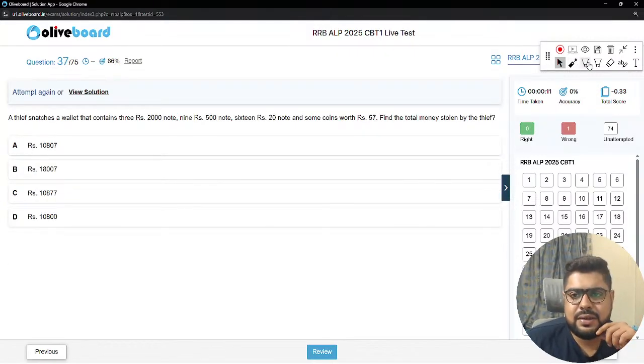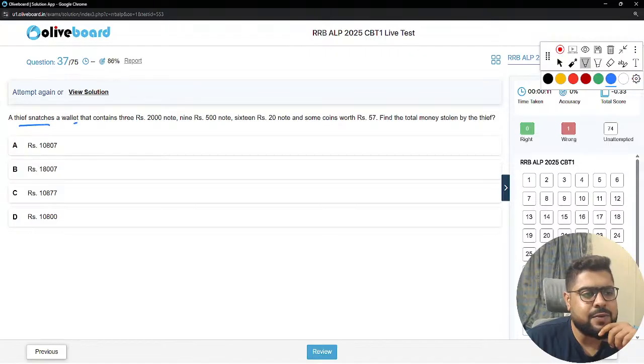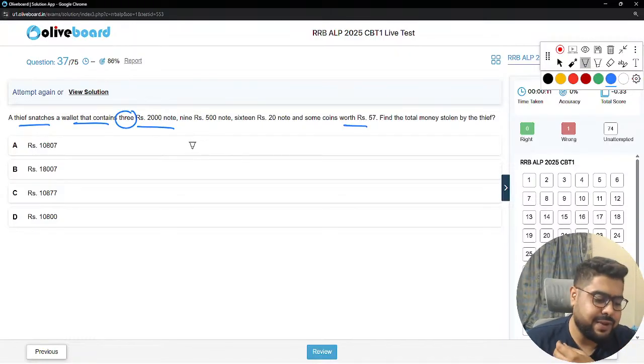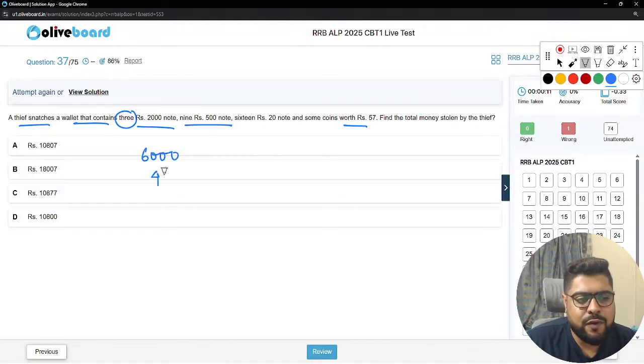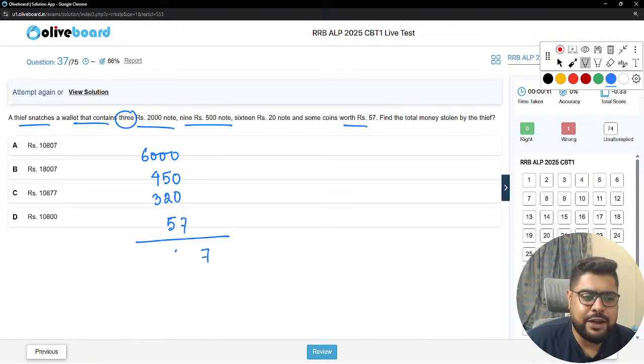Next one, sir. A thief snatches a wallet that contains 3 2000 notes, 9 500 notes, some coins, 16 20 rupees notes. It's as simple as it gets. 3 2000 notes, 6,000 rupees. 9 500 notes, 450 rupees. 16 20 rupees notes, 320 rupees. Answer 57 rupees for a change.